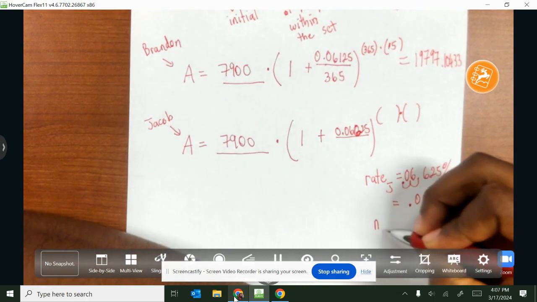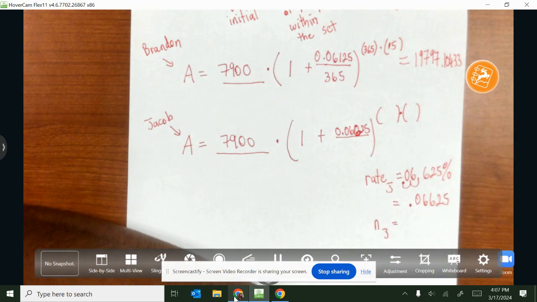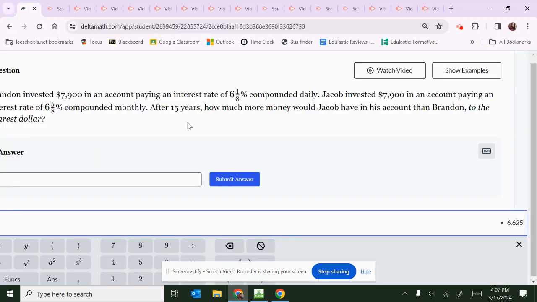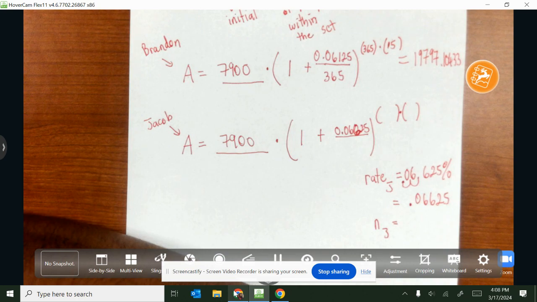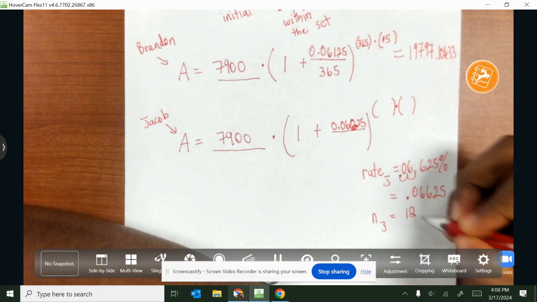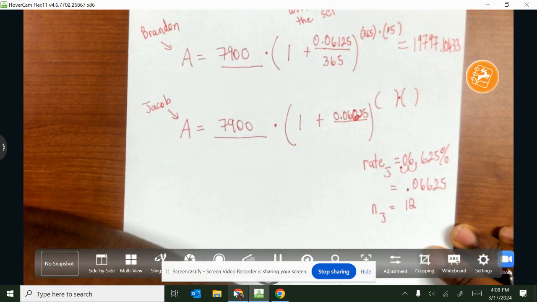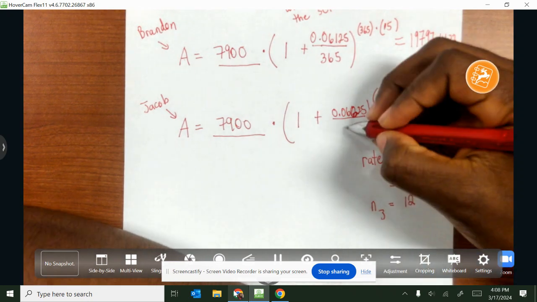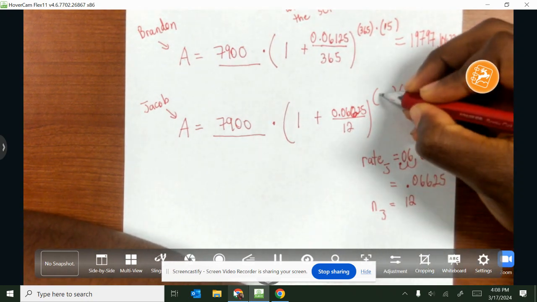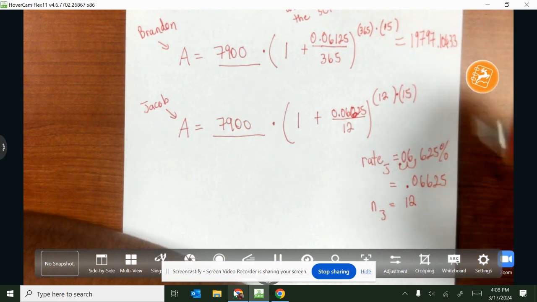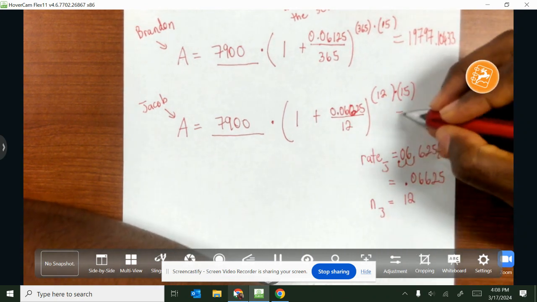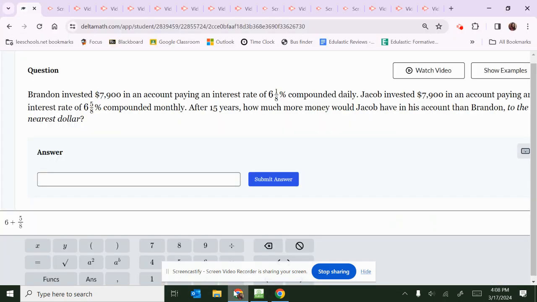So the n for Jacob would be the number that it's changing by. It says that his was changing monthly. So I need to figure out how many months are in an entire year. There's 12 months in a year. So his n would be 12. His n would also be 12. And for both of them, the time is 15. Okay, so let's plug this in our calculator to see what we get.